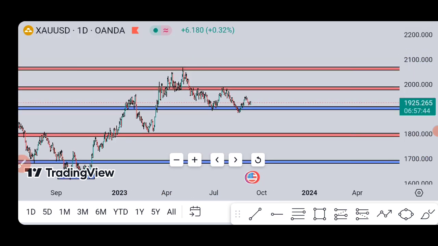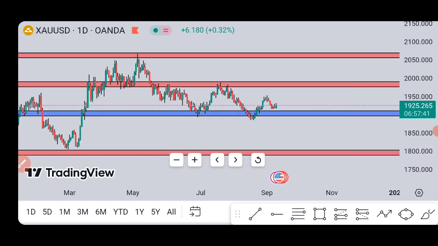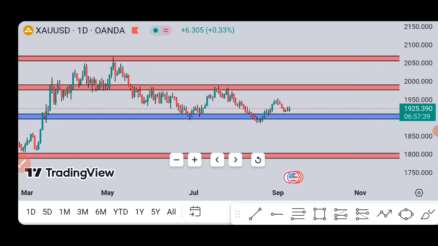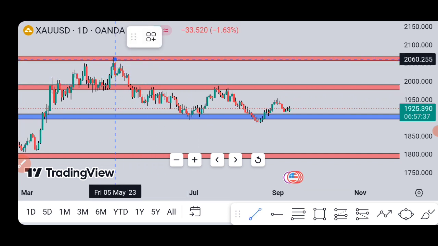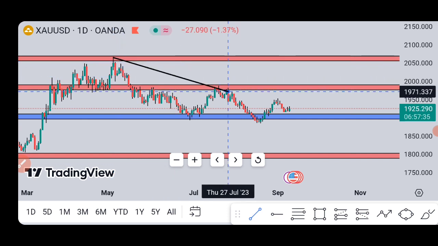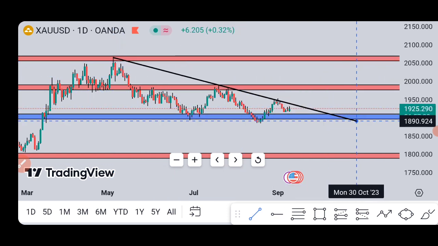So the reason why I entered this trade, the reason why I jumped into this trade, is because of this trend line. This is the counter trend line. You see this trend line here. This is the reason why I entered this trade.